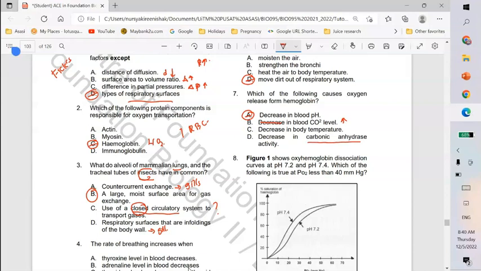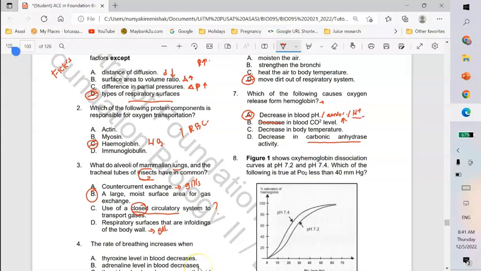Kalau kita tengok all these choices of answers, yang paling tepat adalah A lah kan. So which of the following causes oxygen release from hemoglobin? So this one, bagaimana dalam punya notes ni, can we refer to? We have to refer to your understanding on oxygen hemoglobin dissociation curve kan. So decrease in blood pH indicating what? The blood is acidic. Okay, the blood is acidic. Why is it acidic? Because there's formation of hydrogen ion.